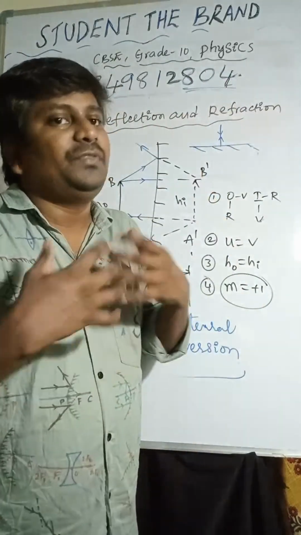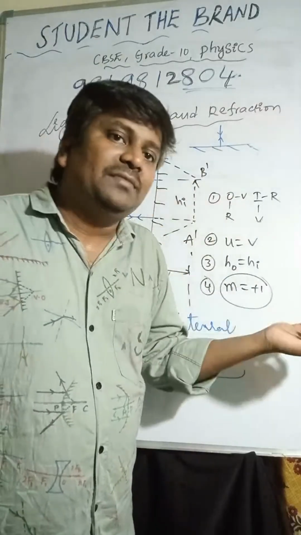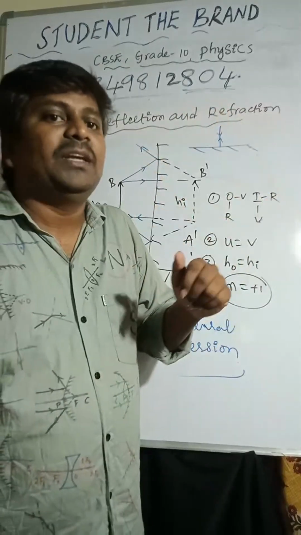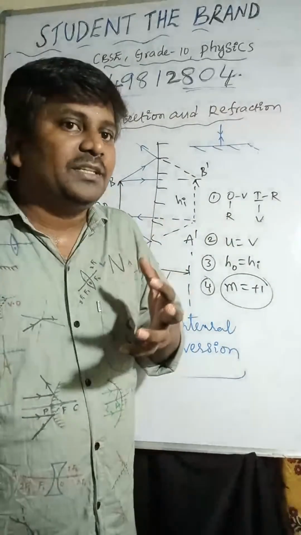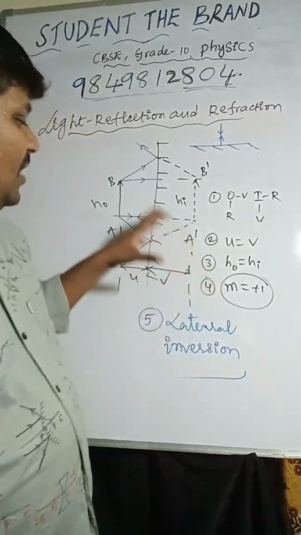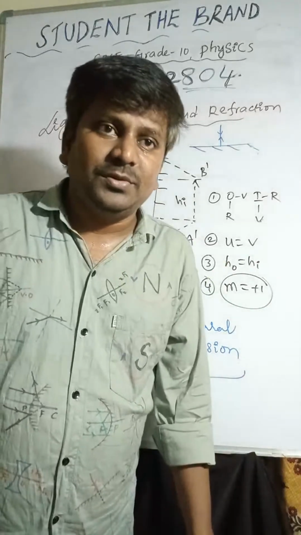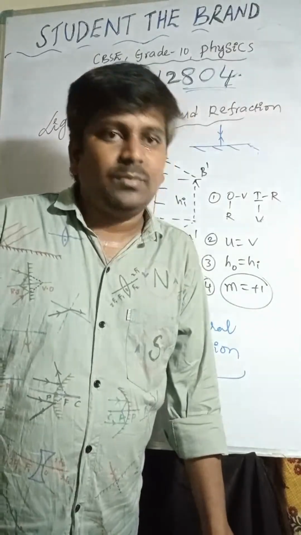So the phenomenon where the right side of the object appears to be the left side of the image, and the left side of the object appears to be the right side of the image, is called lateral inversion. I hope it is very clear. So this is about the nature of the image formed by the plane mirror.